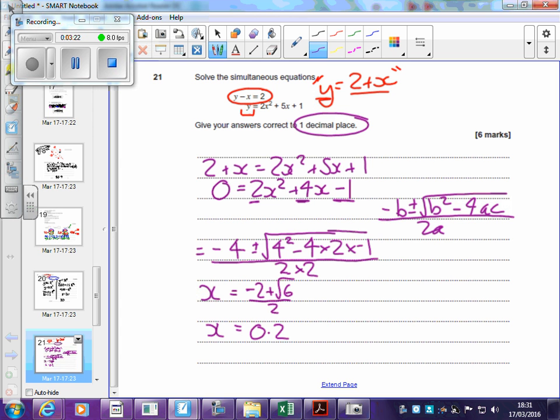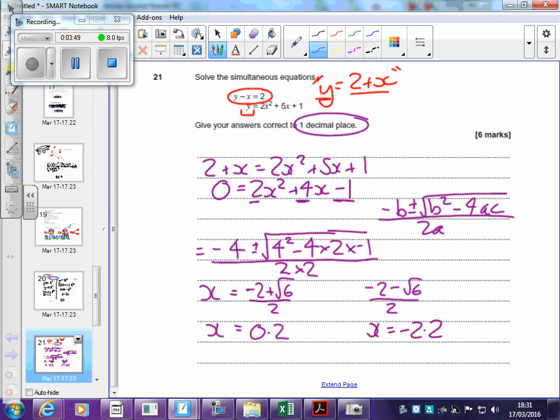I then need the other answer, so I go back and change the plus to a minus, and that's going to give me the other answer, which is minus 2 minus root 6, over 2. I'm going to press the FD button, so I get x is equal to minus 2.2 for that one. I'll write that again because I've made a mess of that. x is equal to minus 2.2. Now I've almost got full marks.